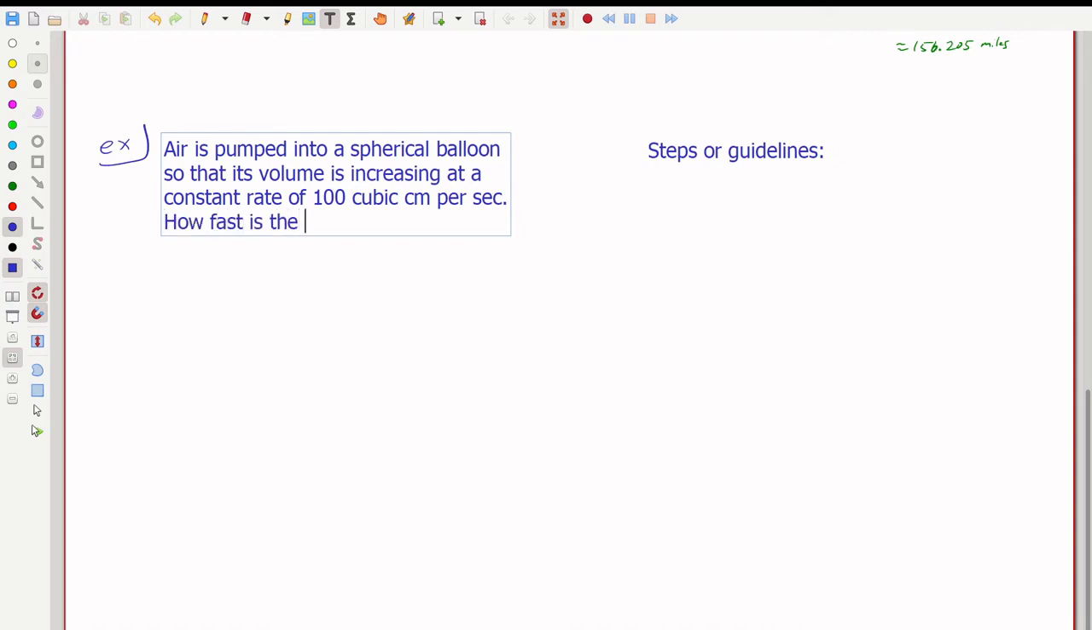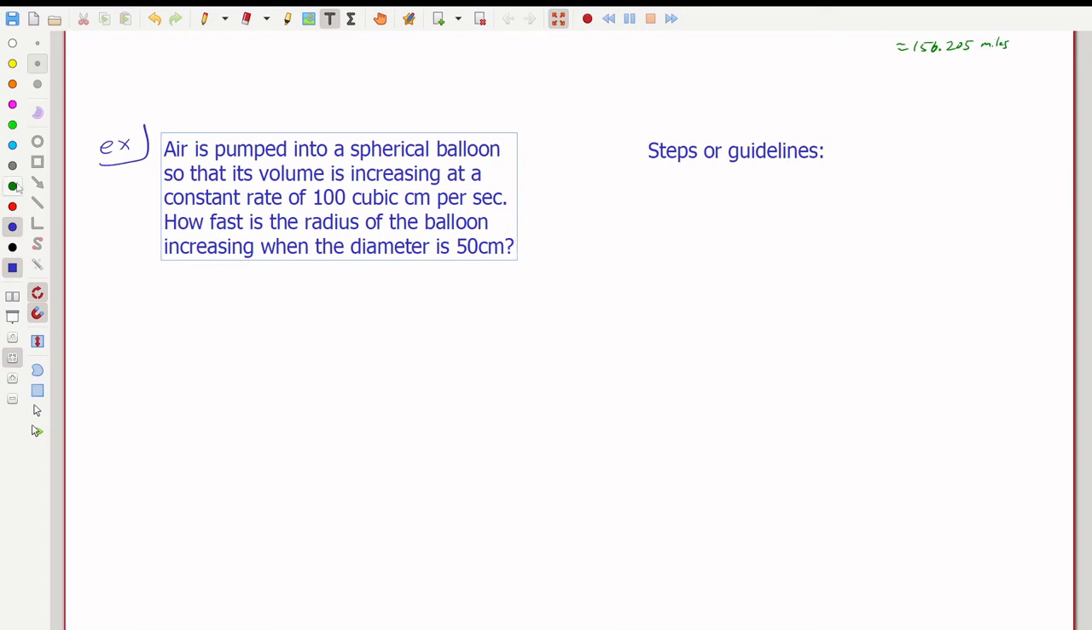How fast is the radius of the balloon increasing when the diameter is 50 centimeters?